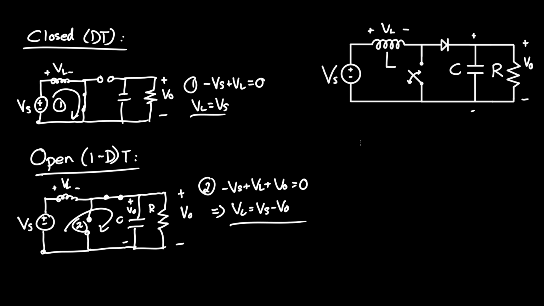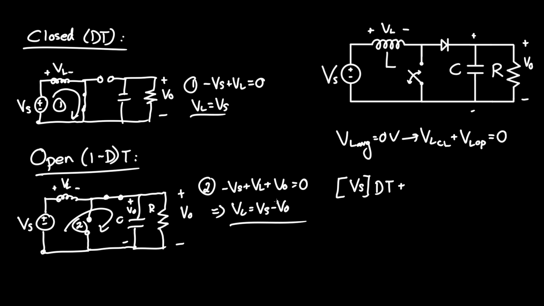Given the property that the average inductor voltage will be 0 volts, which we'll call VL average equals 0 volts, we can equivalently state that the operation of this circuit over the closed and open periods will also equal 0. Thus, VL closed plus VL open should also equal 0. We must keep in mind, though, that we have to multiply by their respective duty cycles. What we said for the closed-loop voltage of the inductor was Vs, which I'll put in brackets, times dT for that period, plus VL open, which we said was the second KVL, which is Vs minus Vo, times now (1 minus d)T, equals 0.